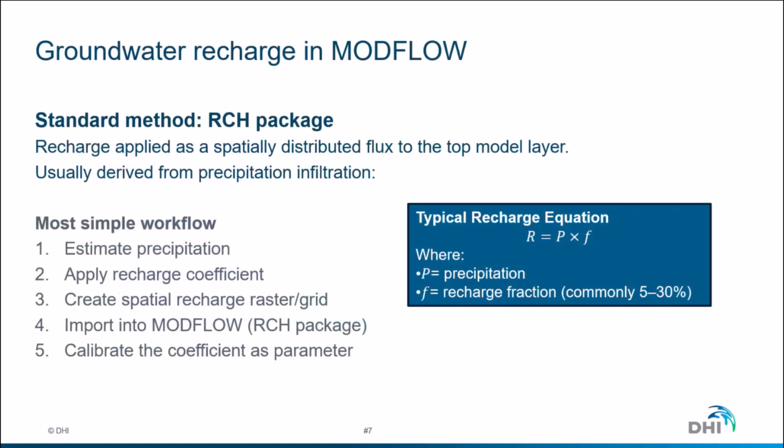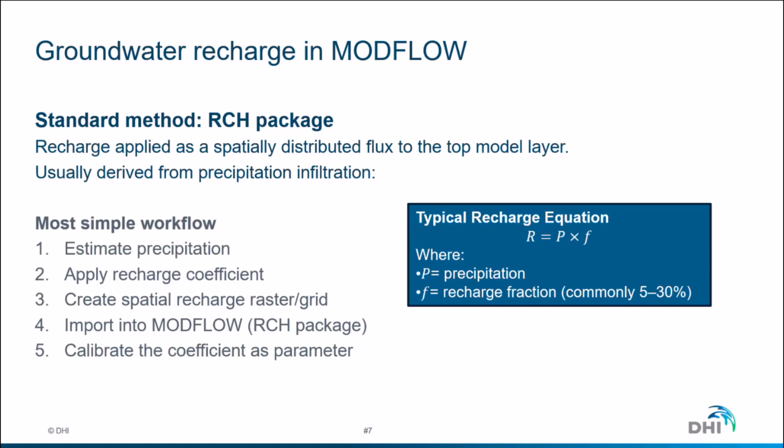Now, talking about MODFLOW, probably the most common method is still to use the recharge package. So you supply recharge externally to MODFLOW and apply it as a spatially distributed flux to the top of the model. The most simple workflow would be: you take the raw precipitation or estimate it, then you apply a recharge coefficient, from which you derive a spatial recharge raster or grid. Then you import it into MODFLOW and calibrate the coefficient as a parameter, for example with PEST through automatic calibration.